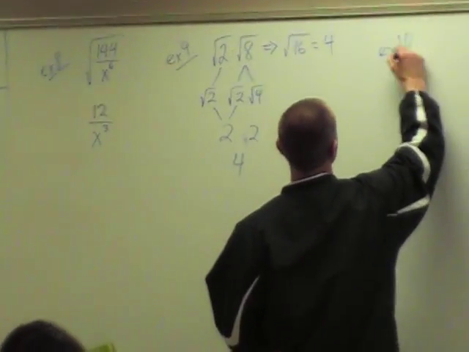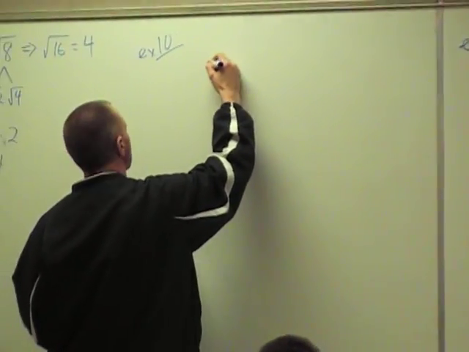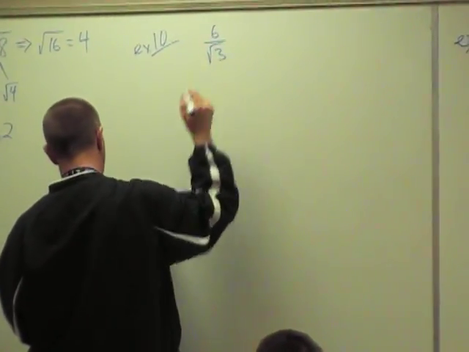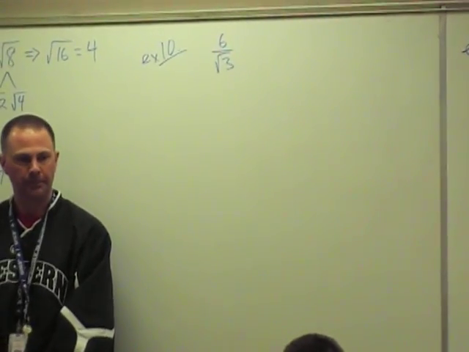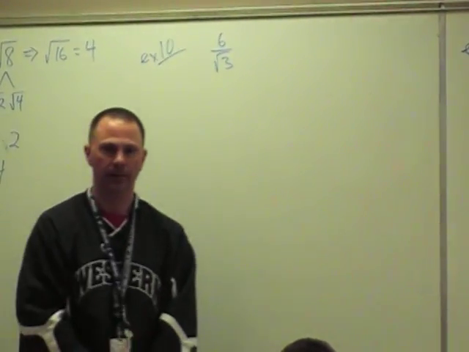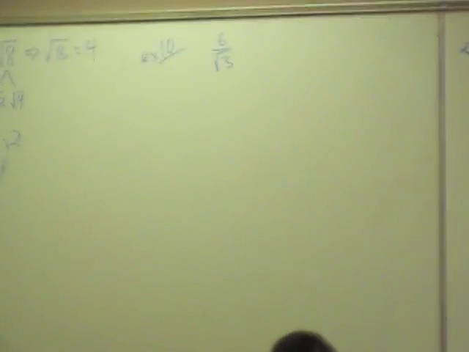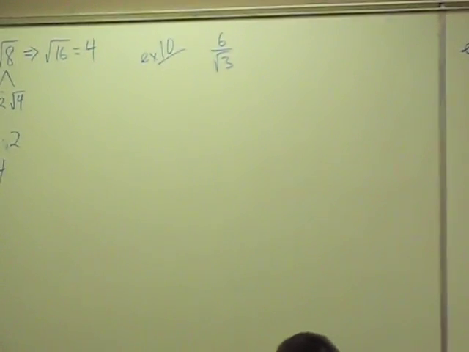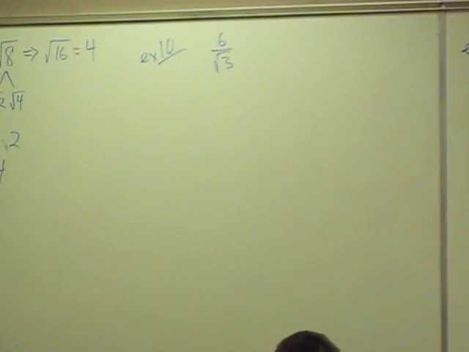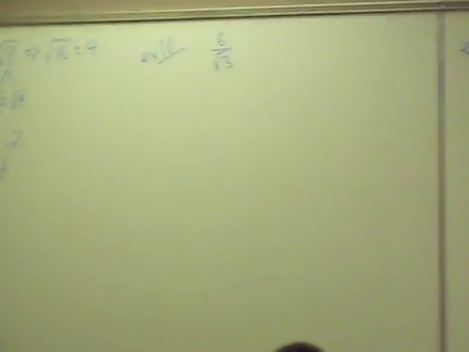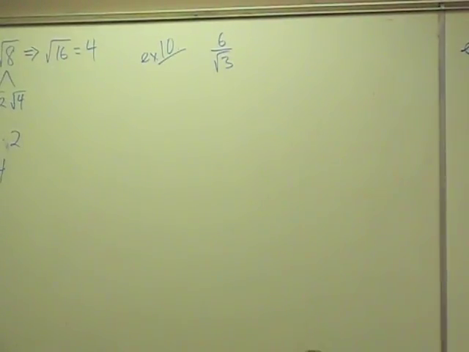Example 10. 6 over the square root of 3. Careful. 6 over the square root of 3. Rationalize the denominator if you've forgotten. Don't forget how to rationalize the denominator because it's going to get more difficult later in the chapter.